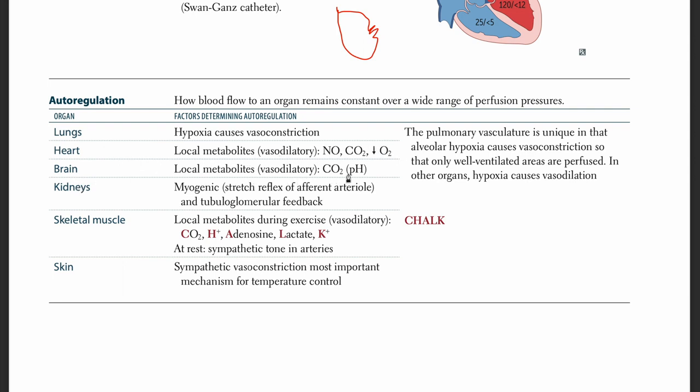Brain: local metabolite, vasodilatory, CO2, we just did that. Kidneys: myogenic, stretch reflex of afferent arterioles and tubuloglomerular feedback. I don't remember this one. You have skeletal muscles: local metabolites during exercise, vasodilatory, carbon dioxide, hydrogen ion, and then you have adenosine, lactate, and potassium, plus sympathetic tone in arteries. Skin: sympathetic vasoconstriction, the most important mechanism of temperature control.